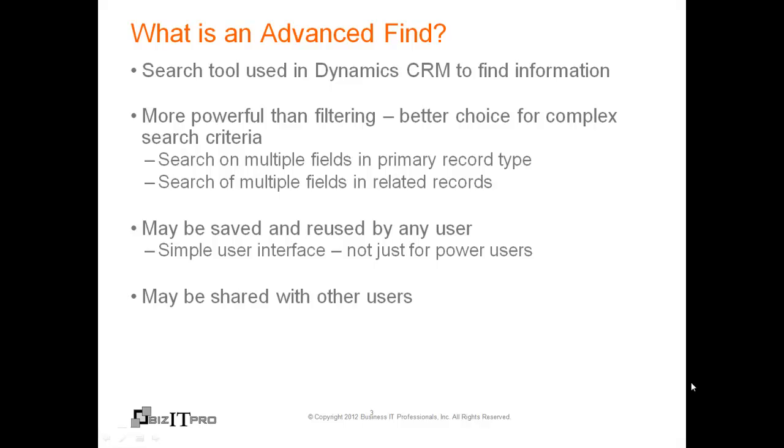It's because it will let you search on multiple fields in the primary record type, or search on multiple fields in records related to the primary record type. Now, the primary record type is the record type that you're doing the advanced find against. So if I'm building an advanced find on the lead record, then the lead record is the primary record, but it also may be related to some other records. We can search on criteria in these other records to define our selection criteria for the records of the primary record type that we want to work with.